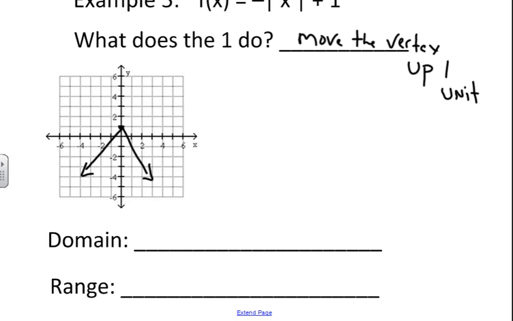Now the domain with absolute values is always going to be all real numbers. The range is y is less than or equal to 1. All the y's have to be less than or equal to 1. However high the vertex is, all the y's are less than or equal to 1.